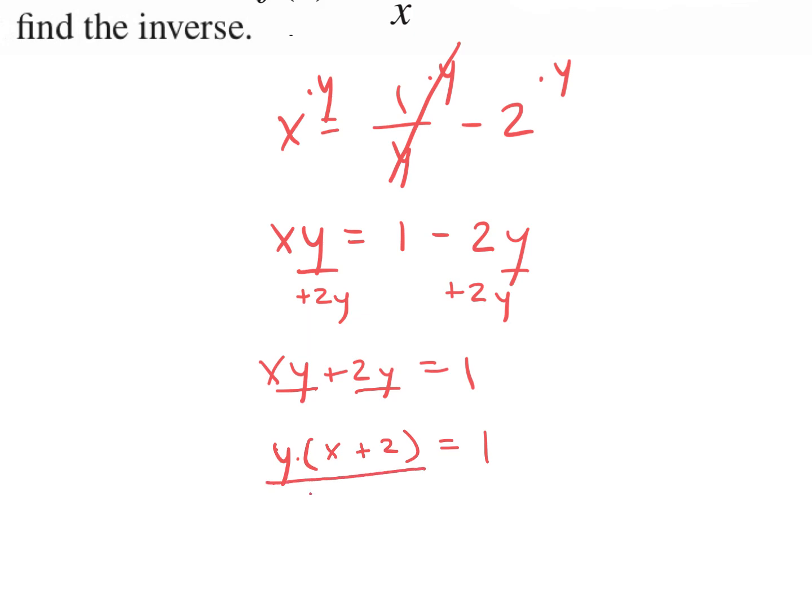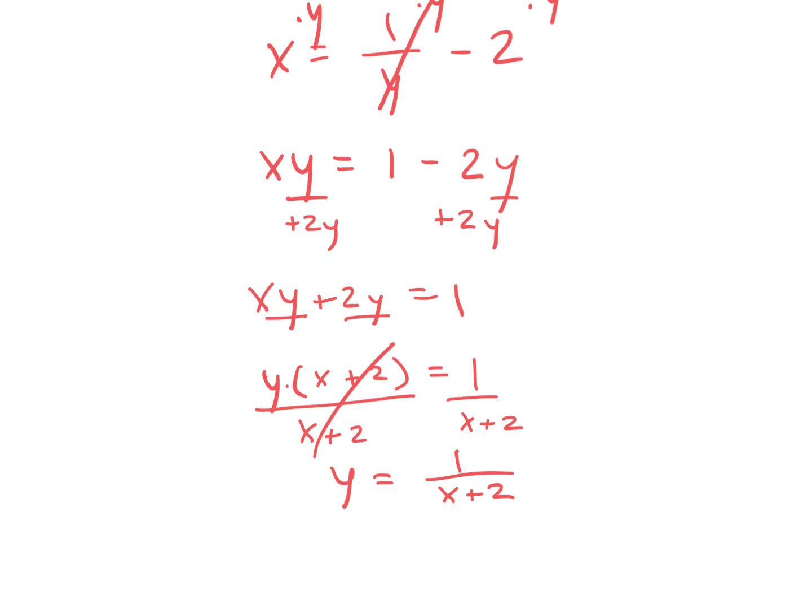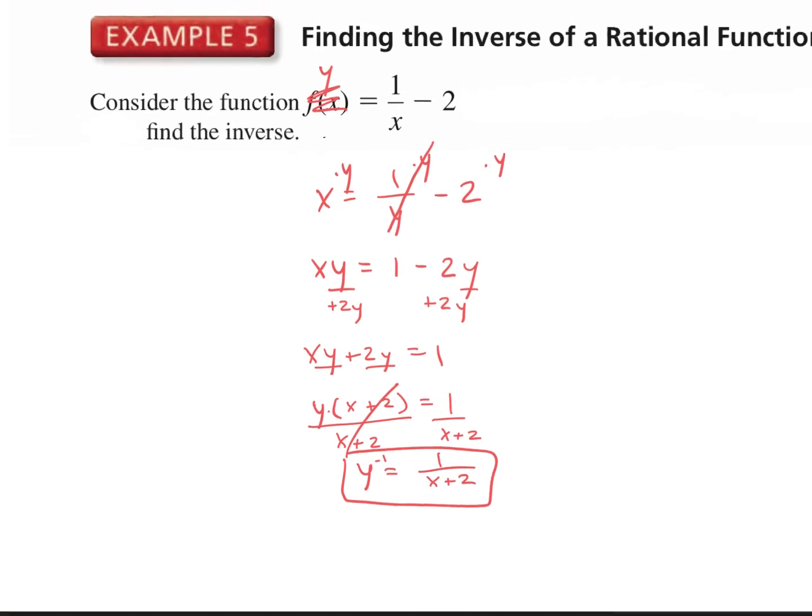So I'm going to divide both sides by x plus 2. So it cancels out here. And I have y is equal to 1 over x plus 2. And y is all by itself, so this is my answer, so I just put the little -1 on it.